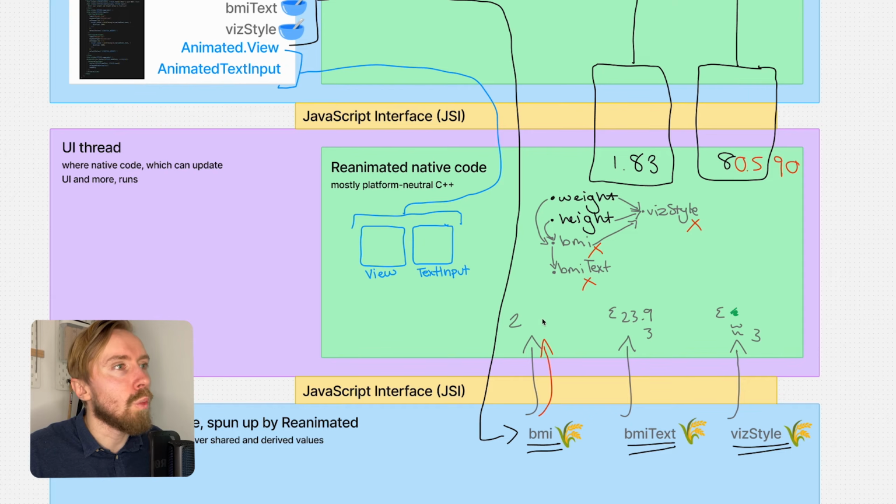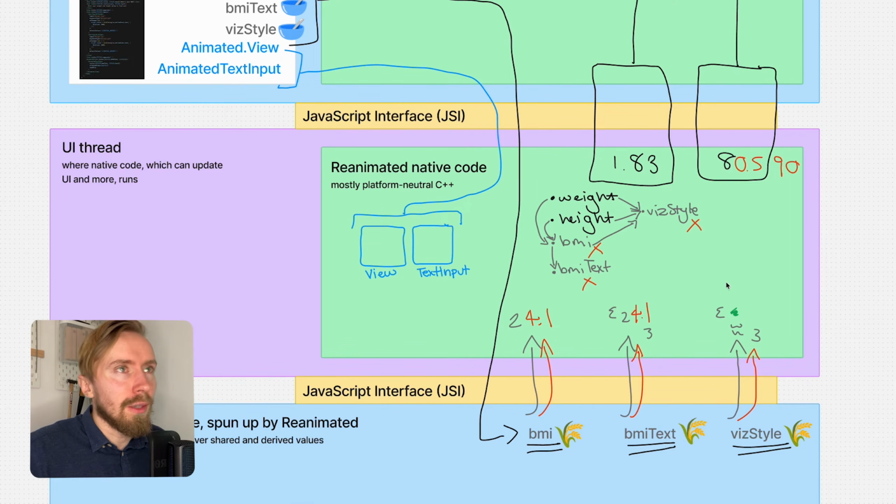So starting with BMI, update this value. We're going up in weight, which means that the BMI will increase. And then we execute BMI text. Again, that tracks with BMI here. Viz style also dependent on weight, so we re-execute that as well. We're still in the healthy range though, so our background color remains green, but the weight and the height are updated.